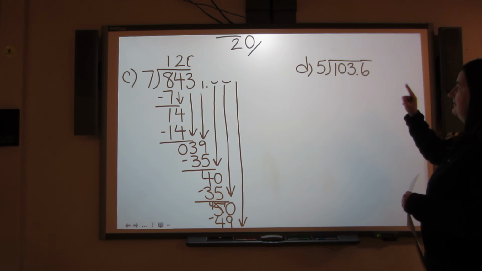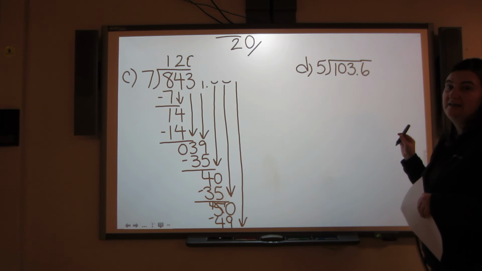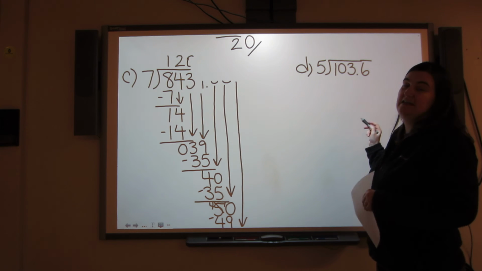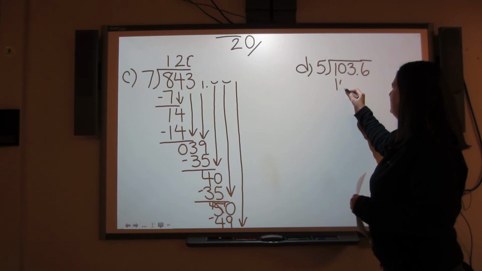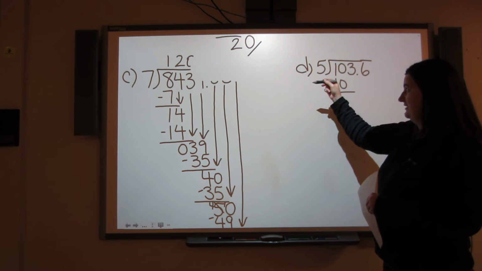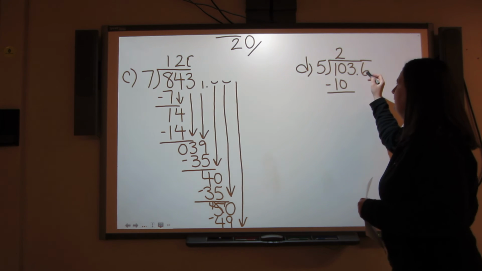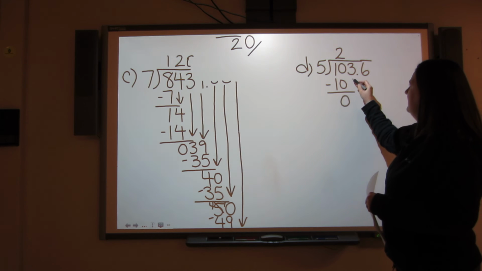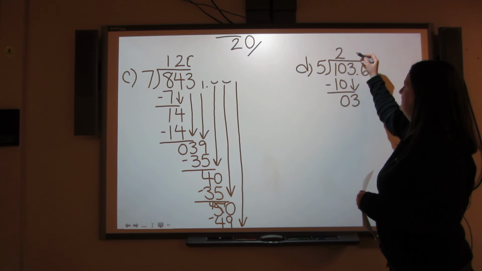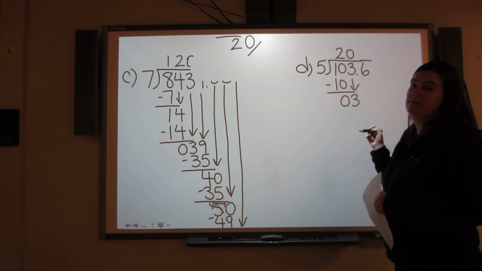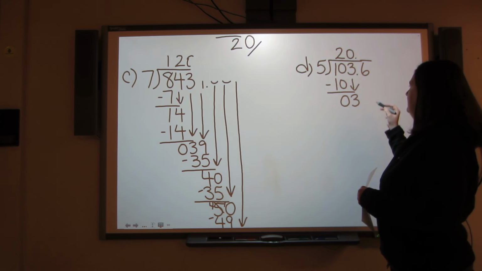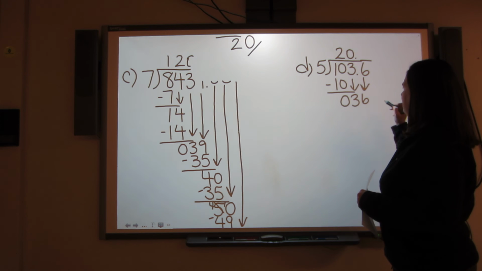Last one, 5 into 10. Look down your 5's till you get to the closest thing to 10 without going over, which is 10. 5 into 10, if you look to the side, is 2. 10 minus 10 is 0, and I drop my 3. 5 into 3, I can't do that, so I have to add a 0 to my answer. And now I've got a decimal, so I add a decimal to my answer. And then I can drop my 6.